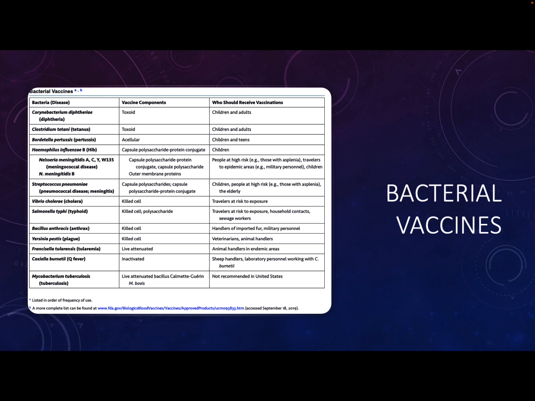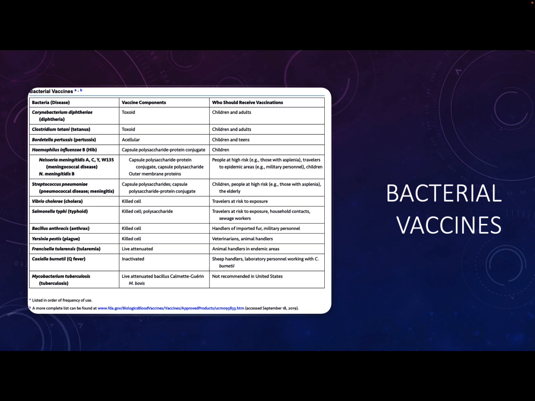Streptococcus pneumoniae normally causes pneumonia. It can cause meningitis as well. There are vaccines available for these other diseases listed here: cholera, typhoid, anthrax, plague, tularemia, Q fever, and tuberculosis. But very specific. Handlers of imported fur or military personnel should get an anthrax vaccine. I don't handle imported fur and I'm not part of the military, so I don't need it.